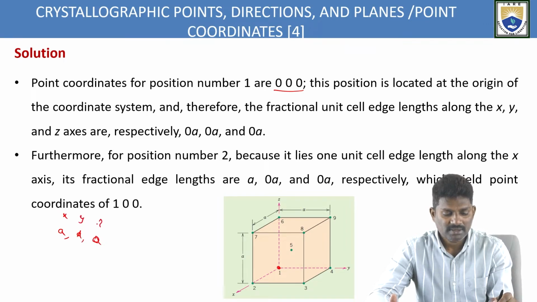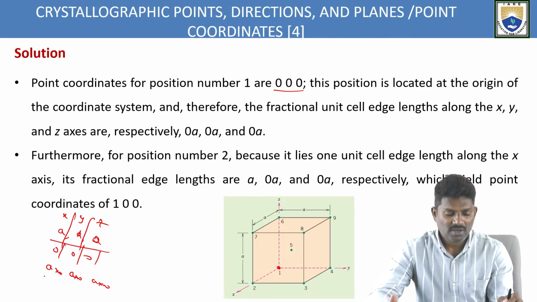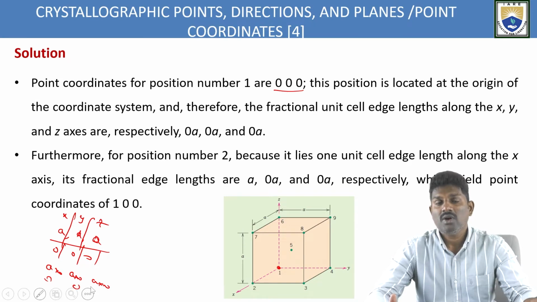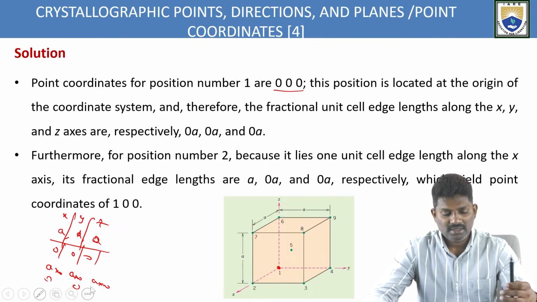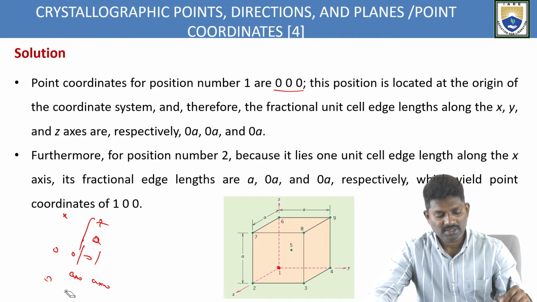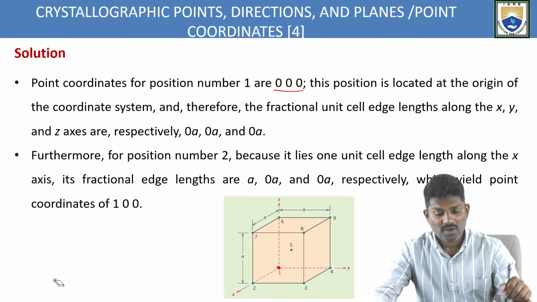X, Y, Z. All the edge lengths are the same, X, X, X, A. Now what are the coordinates here? 0, 0, 0. So what is A into 0? A into 0, A into 0. So all are 0, 0, 0. So all the coordinates of point 1 are zeros, since it is exactly lying on the origin.